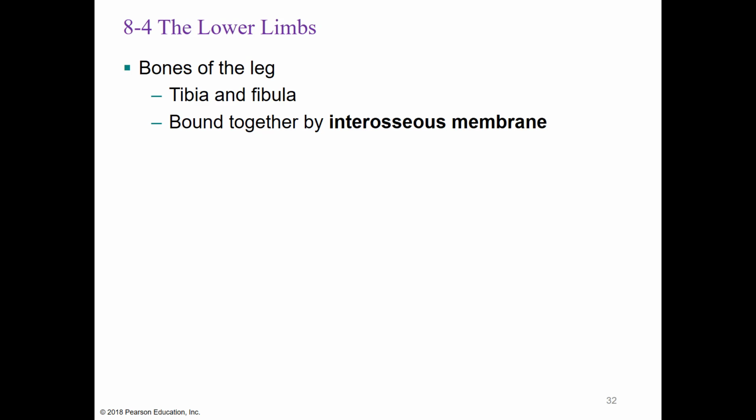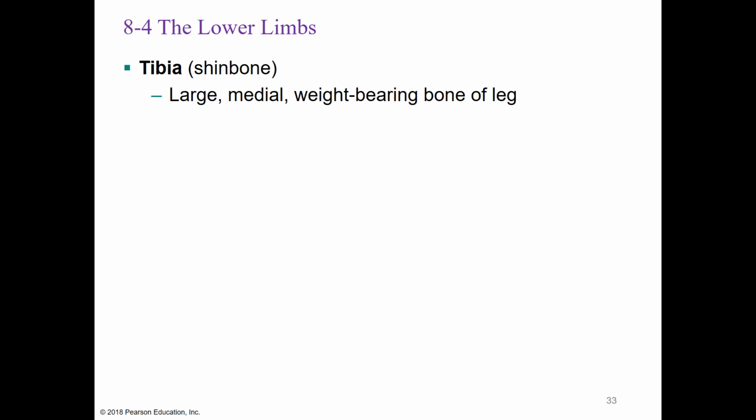The bones of your leg are the tibia and fibula, so your shin, and they are bound tightly together by something called an interosseous membrane. I'll show you a picture of that in just a second. So the tibia or shin bone, that's the one you really feel when you touch your shins, kind of feels sharp on the front. This is a large medial weight-bearing bone of your leg. The fibula is lateral, so it's going to run along the side of your leg.